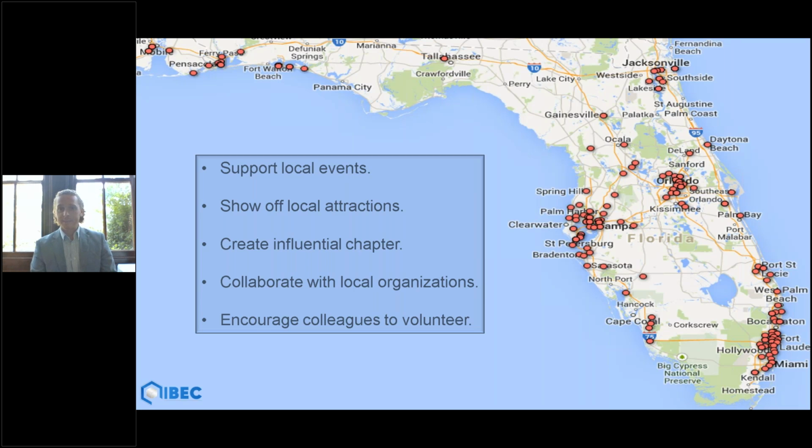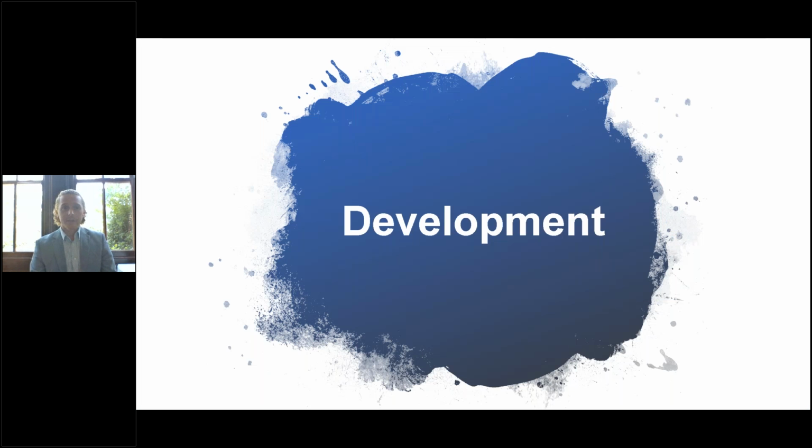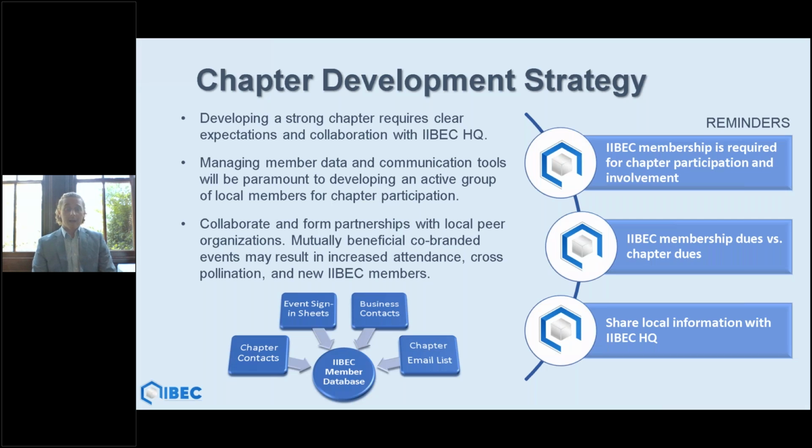All right, chapter development. So how do we develop a strong chapter? I always say it starts with maintaining a game plan and having clear expectations. And that starts with data and knowing who the IIBEC members are and what value and things those individuals look for in their local chapter. And this might be different depending on the size of your chapter and your geographic location. So surveying local chapter members is a great idea. It creates a conversation with those individuals.